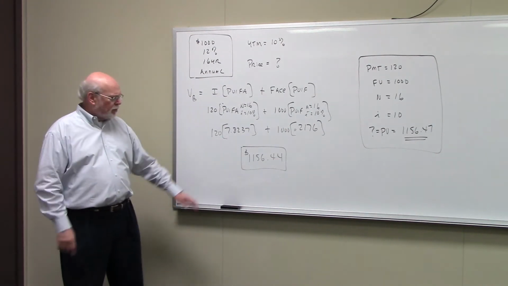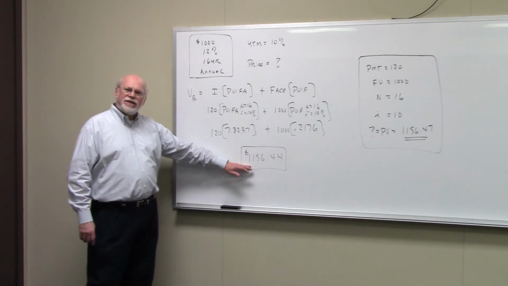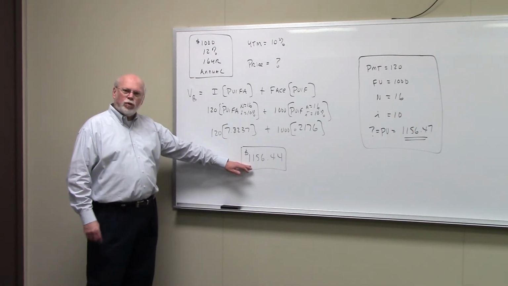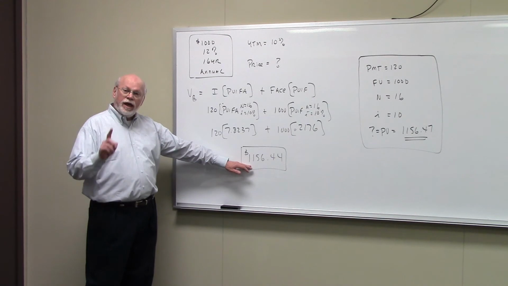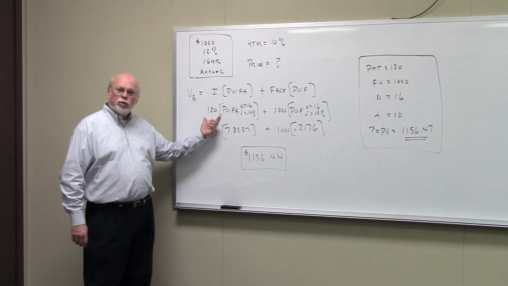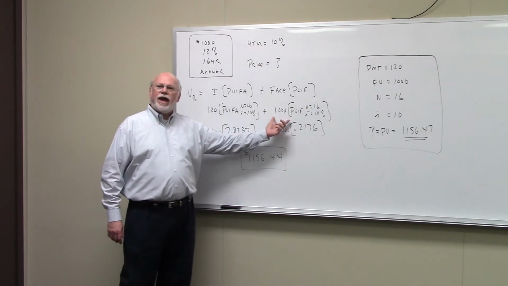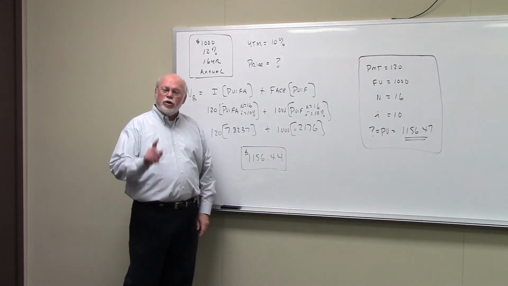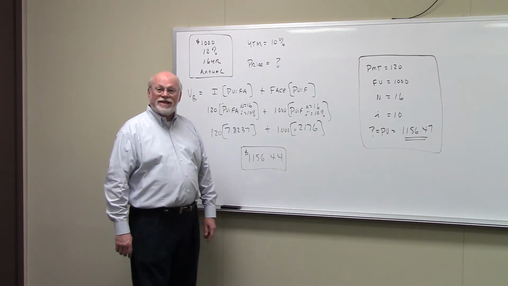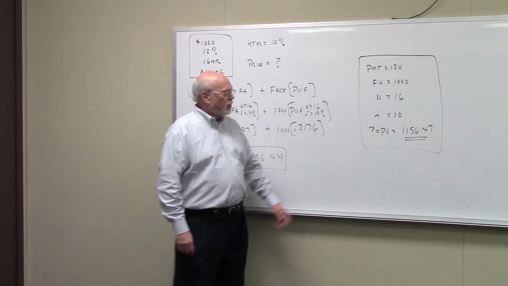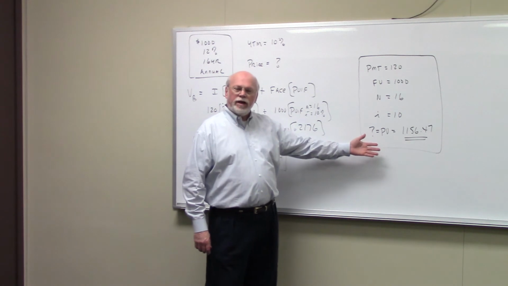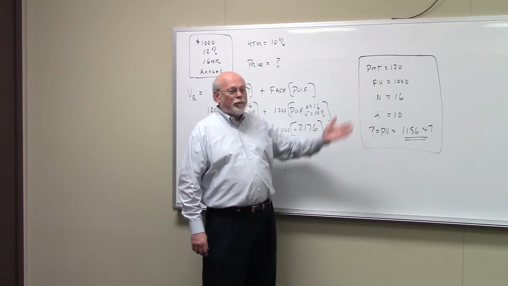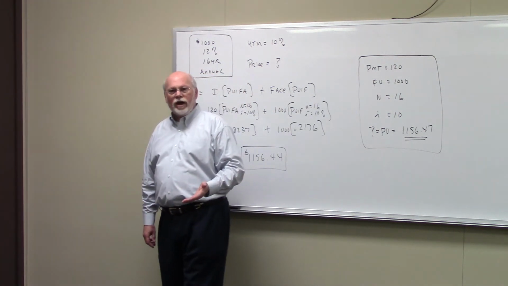As an investor, if you invested $1,156.44 into an investment today, and from that investment you got $120 every year for 16 years, and then a lump sum cash flow 16 years from now of $1,000, your rate of return on that investment would be exactly 10%. If you want to do this on a calculator, you would set your payment key equal to $120.